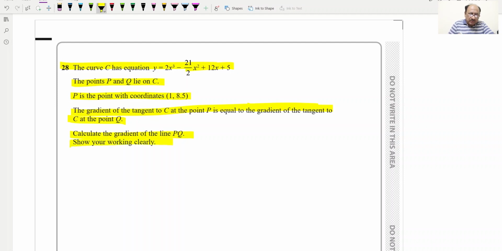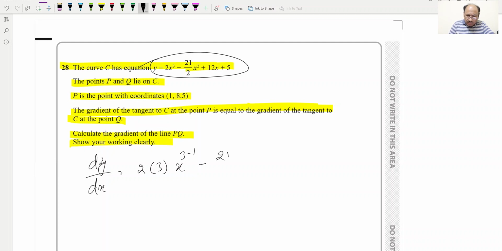First of all, we will take this equation and take its derivative, and to take the derivative we will rewrite the equation first. y is equal to 2x cubed minus 21 over 2. Basically it's already arranged, so directly I will write dy over dx. It will be equal to 2 into 3, the power pulled down first, and x raised to 3 minus 1, minus 21 by 2 times 2, which is x squared with the power pulled down first, x raised to 2 minus 1, and plus 12.